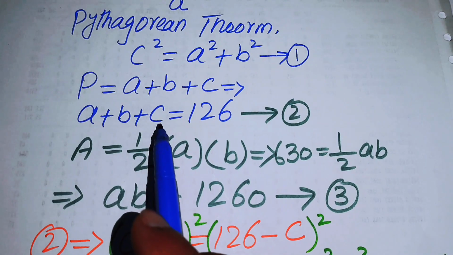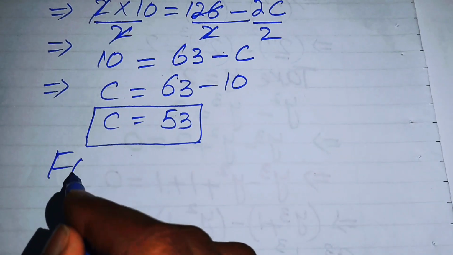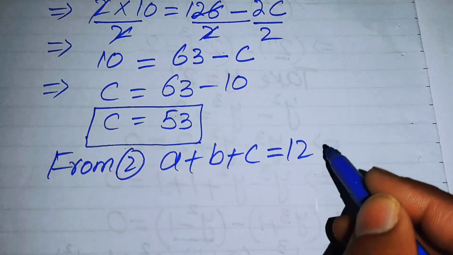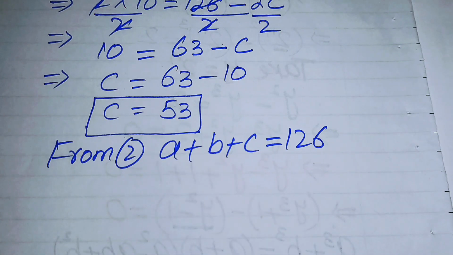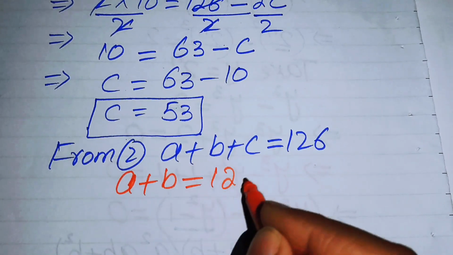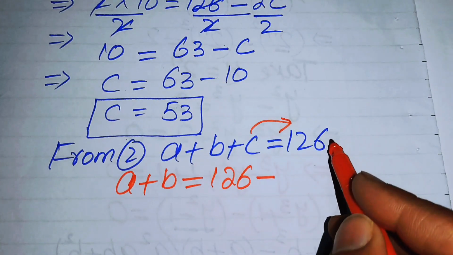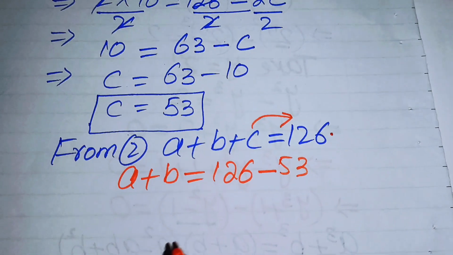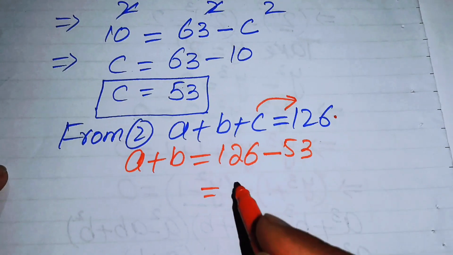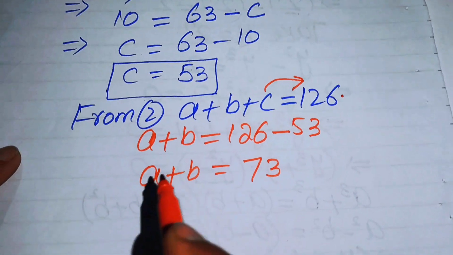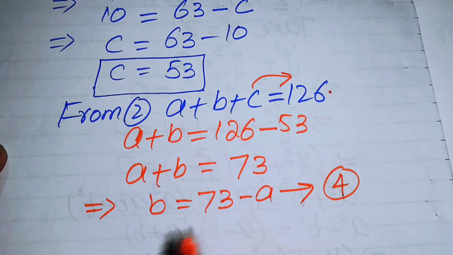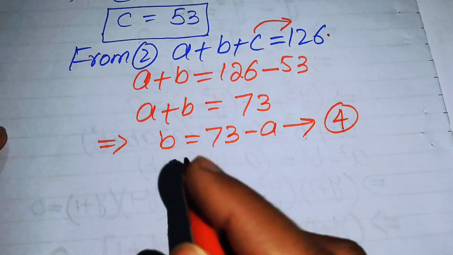So in this equation we put the value of c, so that from equation number 2 we have a plus b plus c equals 126. So we substitute the value of c here and we get a plus b equals 126 minus c. We move the c to the right hand side and it becomes minus c, and we put the value of c as 53, so it becomes minus 53. So when we subtract these two values, we obtain 126 minus 53 equals 73. So here we get the value of b, it equals 73 minus a, and we call this equation number 4.